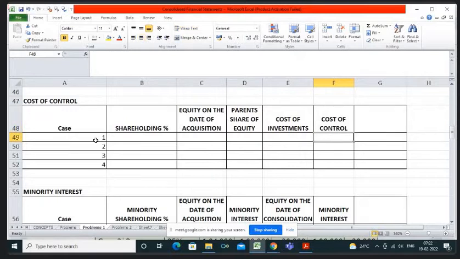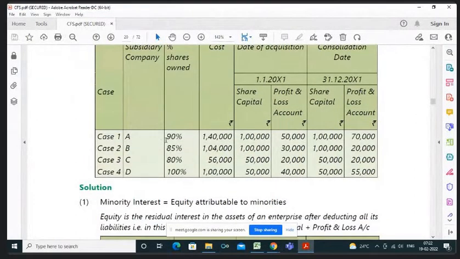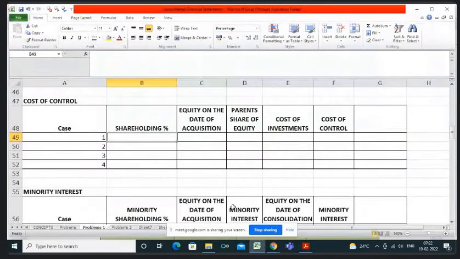Either it can be a goodwill or capital reserve. That also we need to find out. So what is the shareholding? The shareholding is 90, 85, 80 and 100. So I will write the shareholding percentage. Case 1 90, case 2 85, case 3 80 and 100%.